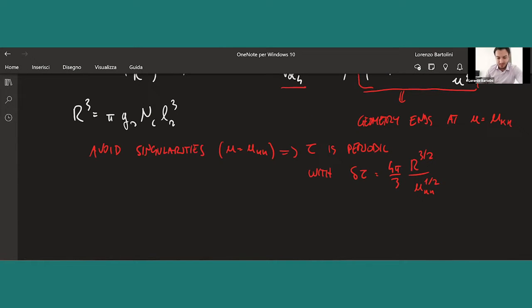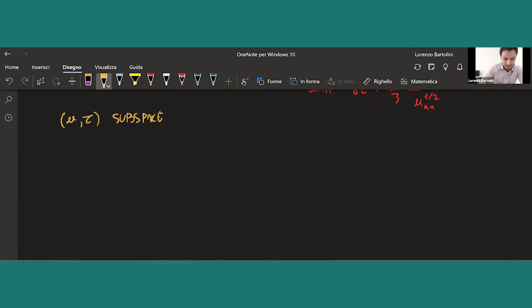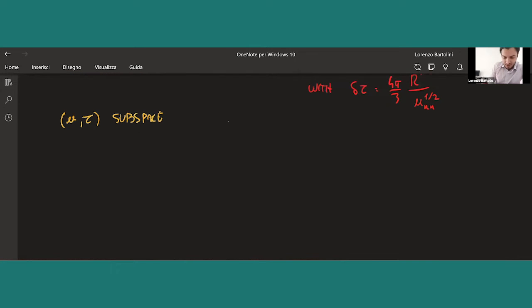Okay, so the u-tau subspace has a very interesting shape. So we have the u-tau subspace, which looks like this, if I can draw properly. Okay, not that bad.